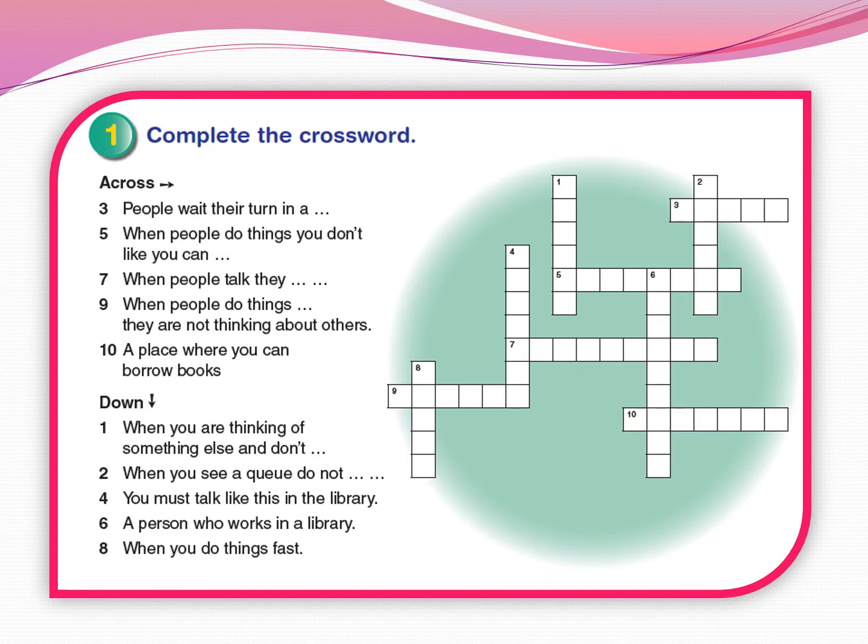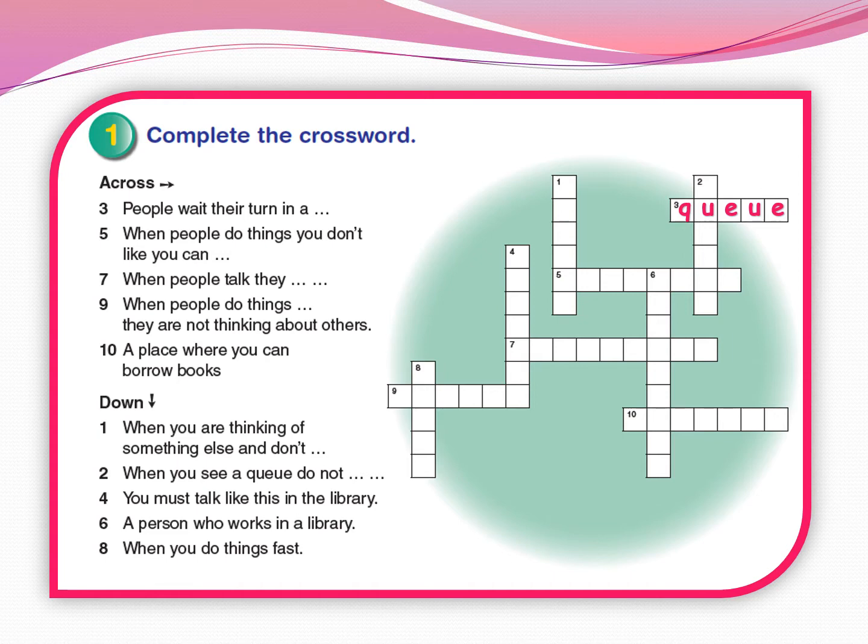Let's start with across. We have 5 sentences here and we have down also 5 sentences. Let's start with the 3. Look at these clues and try to answer them correctly. People wait their turn in a, 5 letters. People wait their turns in a queue. Excellent. Pause the video please. Try to do the task, then check your answers.